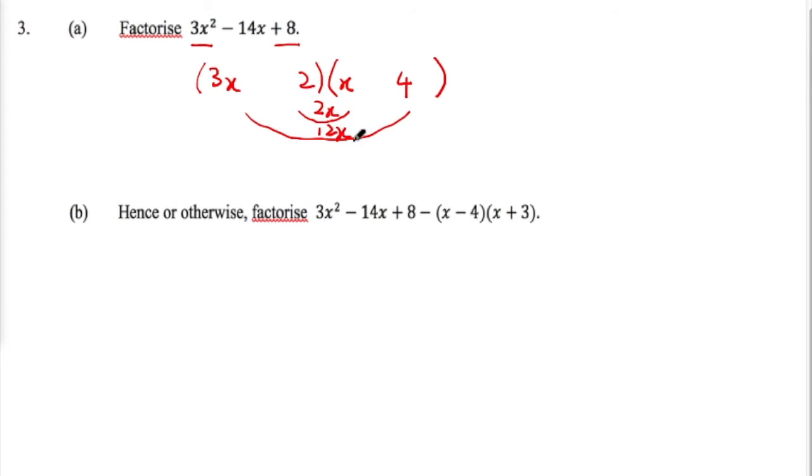and 12x. So in order to get negative 14x, we need both to be negative. That is negative 2 and negative 4. So that negative 2 times negative 4 will give us positive 8. Hence or otherwise factorize this expression. Notice that this expression here is similar to the one in the first part. Therefore, we rewrite this using the factors which we have found.